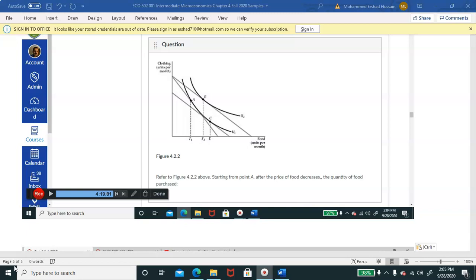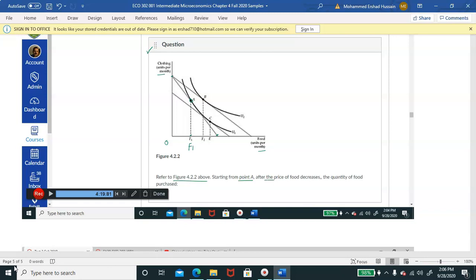So here we want to review. Let us review this problem. Here they are saying that we have clothing on the vertical axis, this is the origin, measuring food on the horizontal axis. Refer to figure 4.2.2 above, this figure. Starting from point A, this is our old budget line. And this is the quantity of food they are consuming, F1. Now what are they telling us?